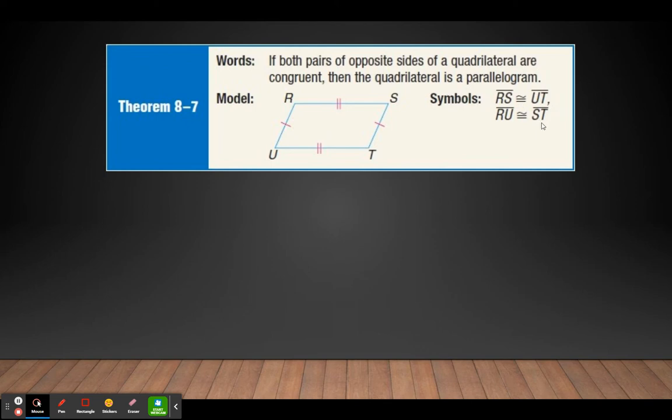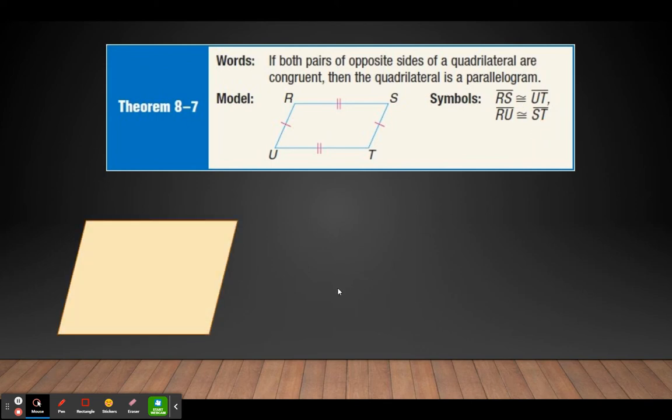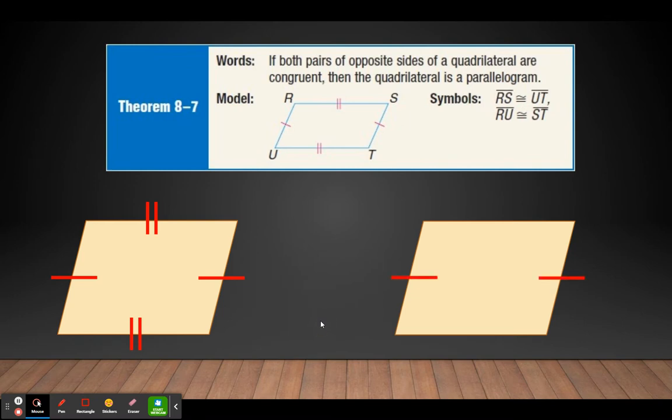and written symbolically here. So if I have a quadrilateral and it's labeled as having both pairs of opposite sides as congruent, then this can be considered a parallelogram. However, if I have another quadrilateral and only one pair of opposite sides is labeled as congruent, but nothing is said about the other side, then I cannot call that a parallelogram.